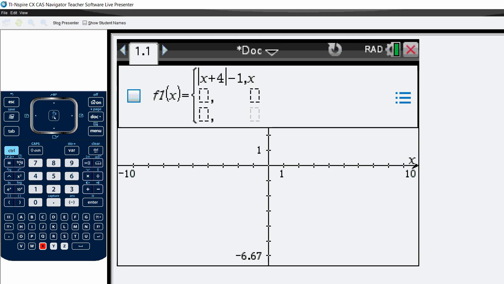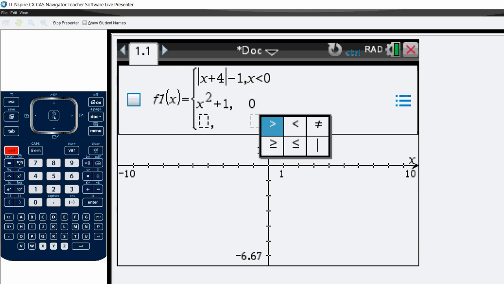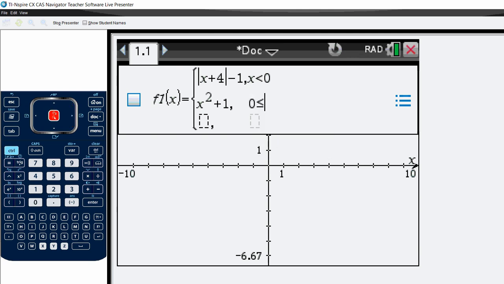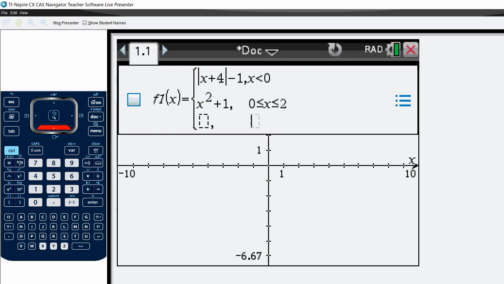Now, where do we get our inequality signs? Control equals gets into the inequality signs. So x is less than 0. This one I think was x squared plus 1, and that's 0 less than or equal to x less than or equal to 2. And then our last one was just a 5, and that was for x is greater than and not equal to 2.